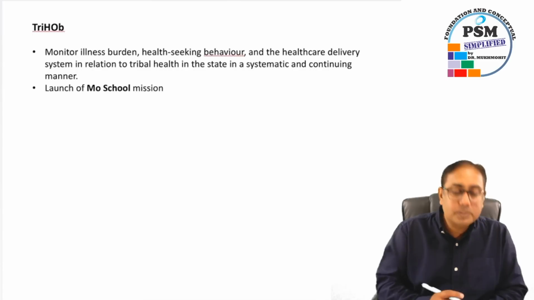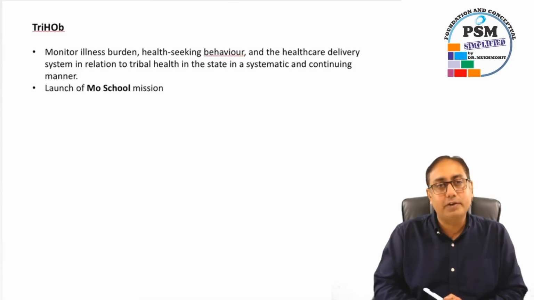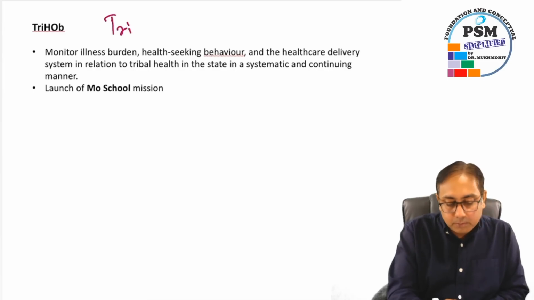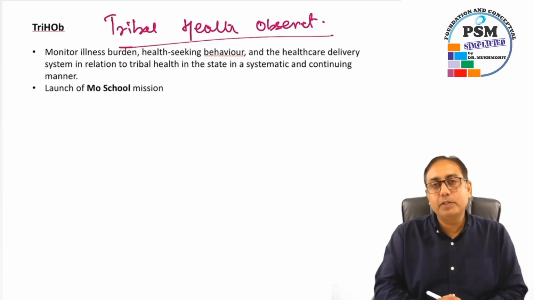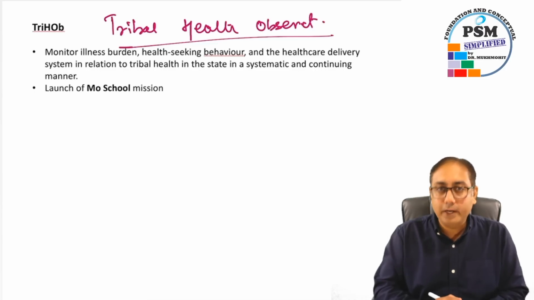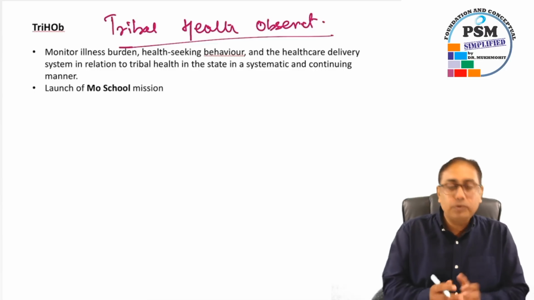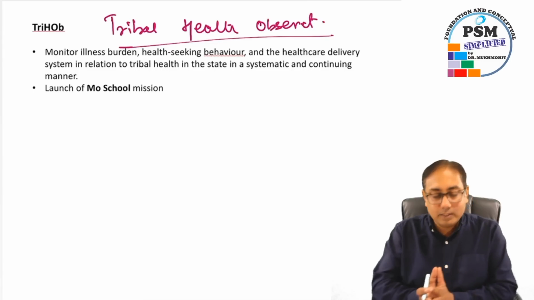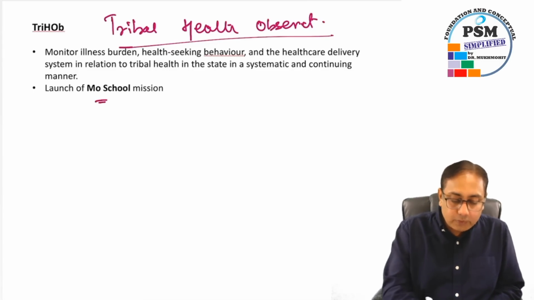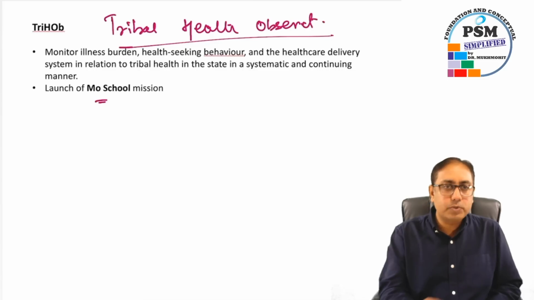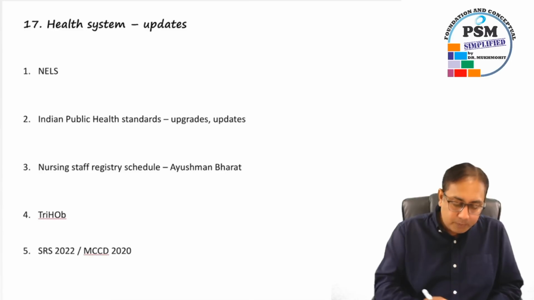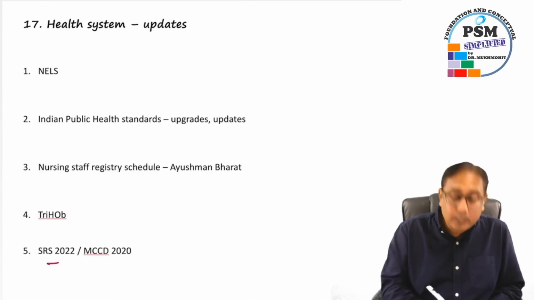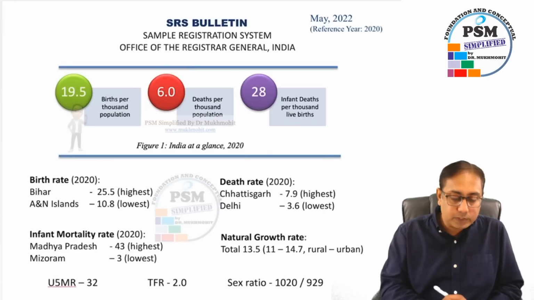What is TriHOb? TriHOb stands for the Tribal Health Observatory. It is for the first time that the Government of India has started the TriHOb program. It has started from the state of Odisha, and it is to tackle tribal health in the state of Odisha. They have also started for the first time Mo School. Mo School is the My School mission, and they are going to take care of the health of the tribal population.